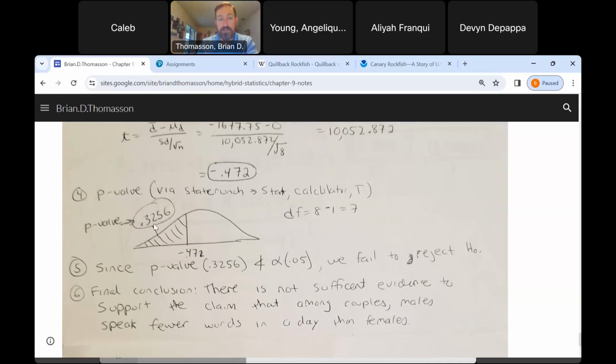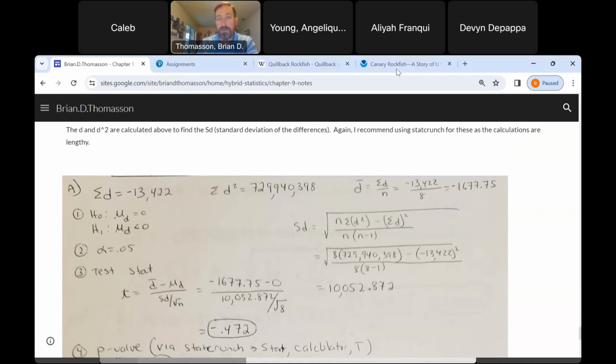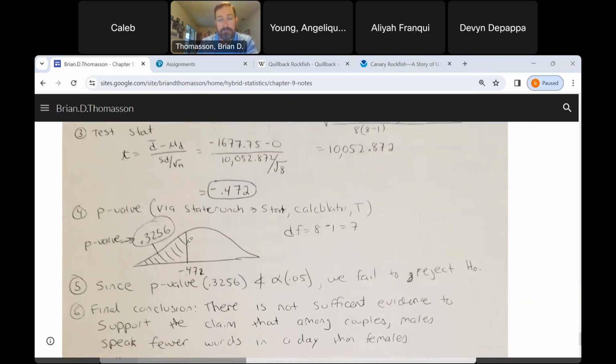So we find the area to the left, and our p-value is 0.3256. And in this case, the p-value is not less than alpha, so we fail to reject H0. Okay. So when we fail to reject H0, that just means we don't have enough evidence to rule this out. And what that means is there's no difference between the number of words a male and female speak in couples, which makes sense.